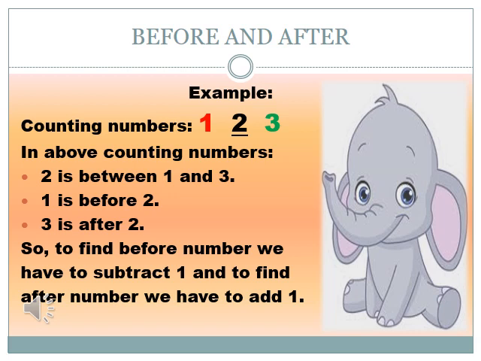So for this, we'll take the counting numbers 1, 2 and 3. Let's see, class. In these counting numbers 1, 2 and 3, 2 is between 1 and 3. 1 is before 2, which is 1 less than 2. And 3 is after 2, which is 1 more than 2. So, to find before number, we have to subtract 1. And to find after number, we have to add 1.